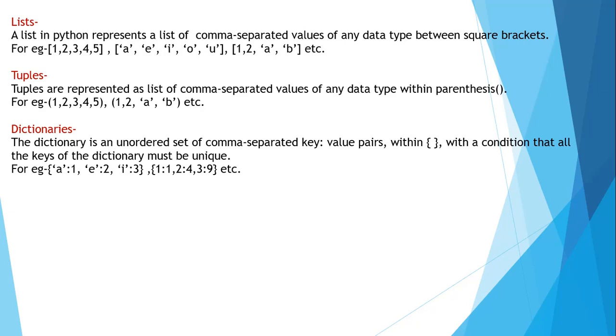A list in Python represents a list of comma separated values of any data type between square brackets. If any data is written in square brackets, like the first one you can see, for example 1, 2, 3, 4, 5, enclosed in these square brackets, then this is the list. Whenever you see square brackets with a certain set of data inside, the whole data combined will be known as the list.